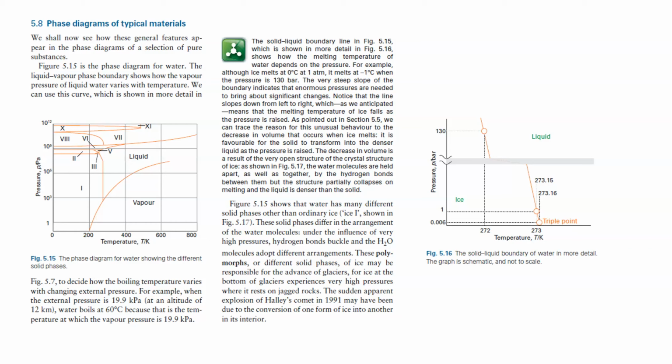These polymorphs, or different solid phases of ice, may be responsible for the advance of glaciers, for ice at the bottom of glaciers experiences very high pressures where it rests on jagged rocks. The sudden apparent explosion of Halley's Comet in 1991 may have been due to the conversion of one form of ice into another in its interior.